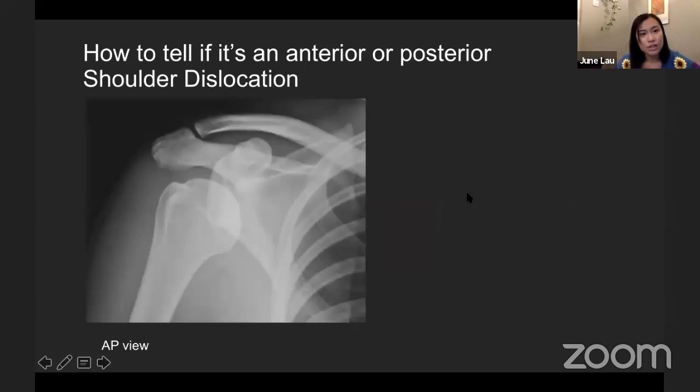And this is just a little fun fact with shoulder dislocations that I like to put in there because I found it very useful. On an AP radiograph, there are ways you can tell whether or not a shoulder is dislocated anteriorly or posteriorly. And just type in the comments, which one do you think happens more frequently, anterior or posterior?